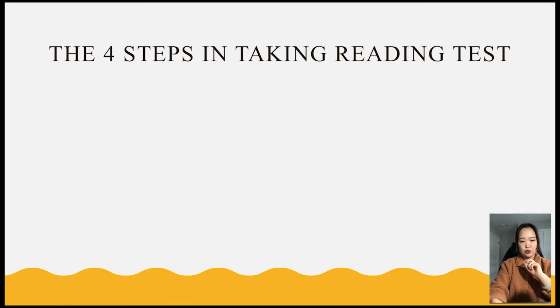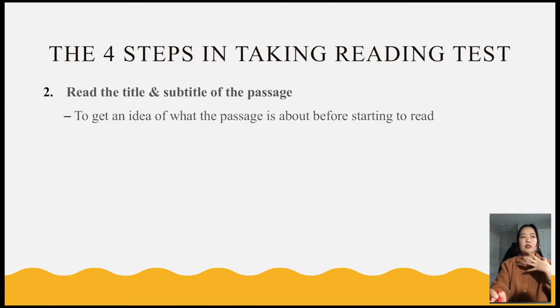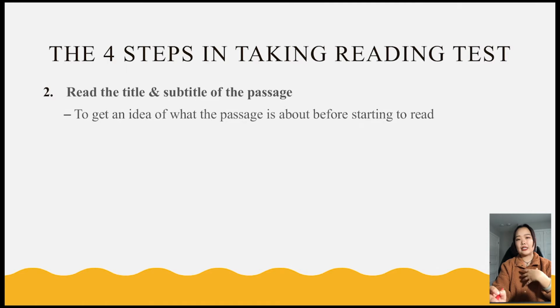Step number 2. Read the title and the subtitle of the passage. Well, now that after step 1 you already decide which passage to read first, then we have to look at the specific passage. When we look at the specific passage, the first thing to do is to read the title and the subtitle of the passage. Why? Because when you read the title and the subtitle, the purpose is to try to get an idea of what the passage is about before we start reading it.